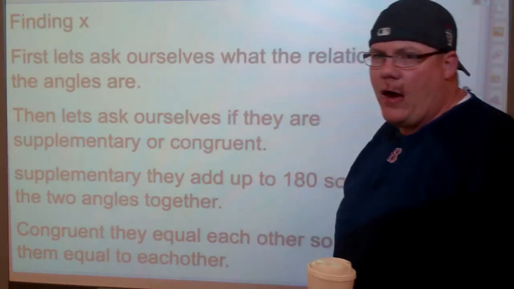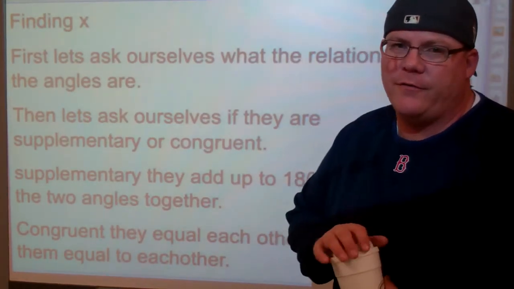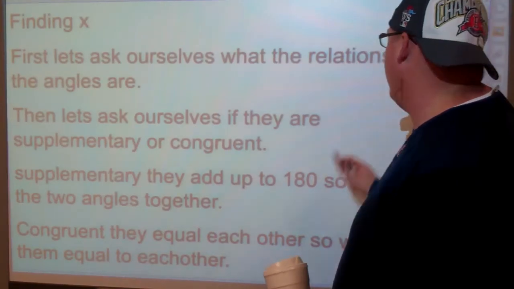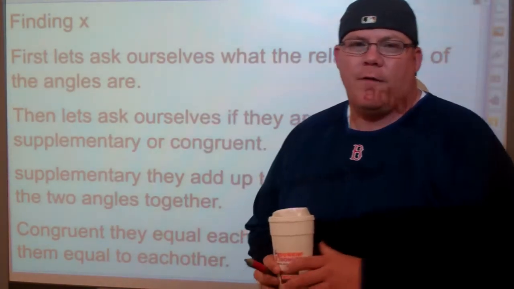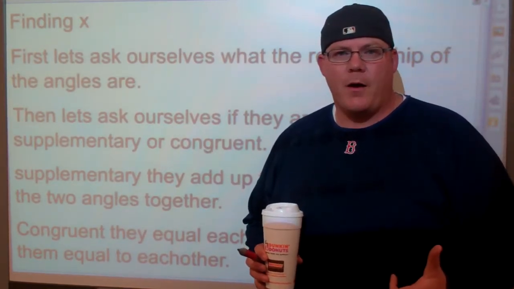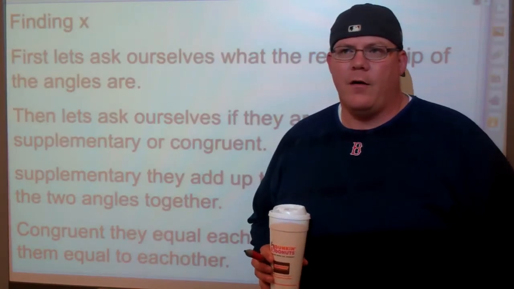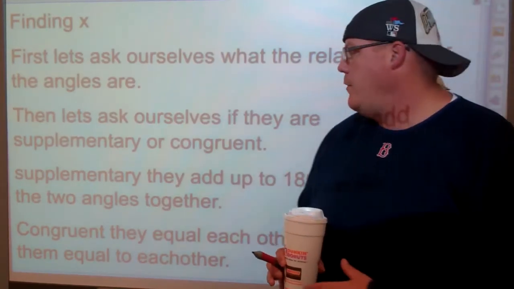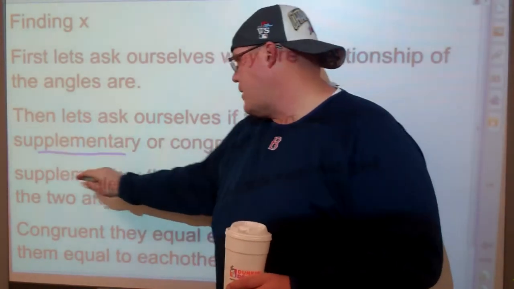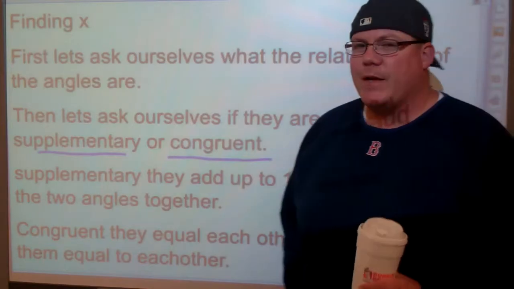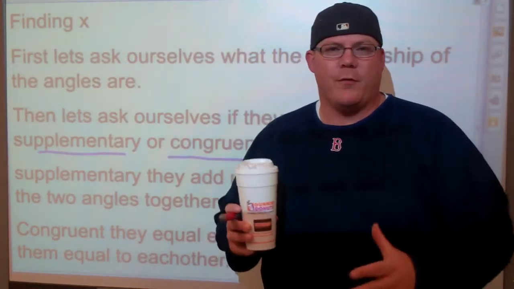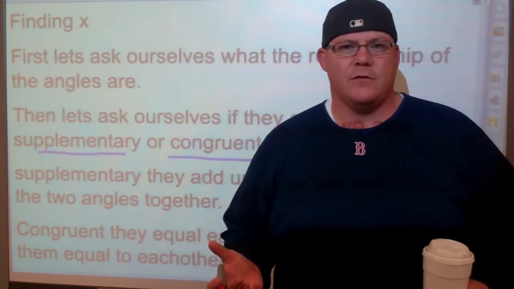Well, I walk myself through 4 steps as I'm trying to determine, before I even set up my equation. The first thing I want to know is, what is the relationship of the angles? Are they same side interior, alternate exterior? Are they corresponding, or are they alternate interior angles? I want to know that because if I know the relationship, then I can identify whether or not they're supplementary or congruent. Because if they're supplementary, that's one relationship, and I have to do one thing with the angles. If they're congruent, I have to do something else to find x.